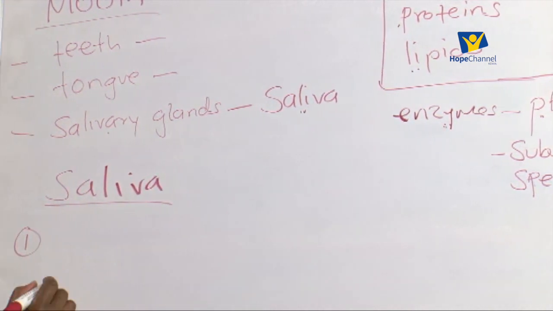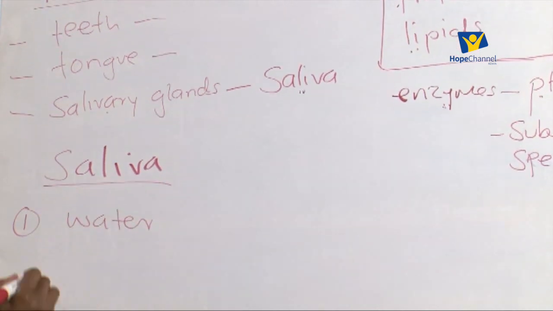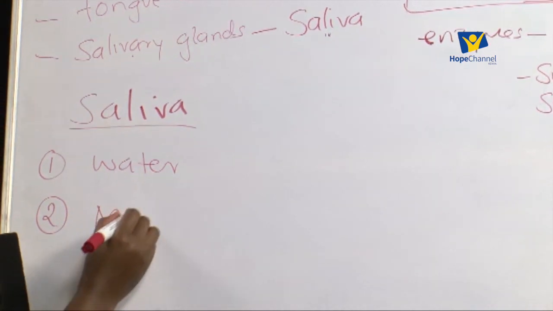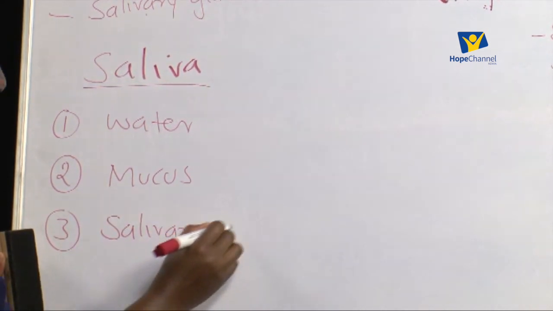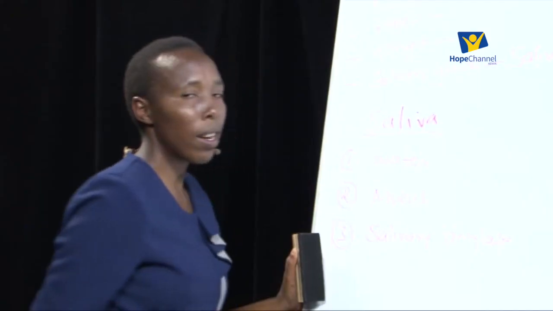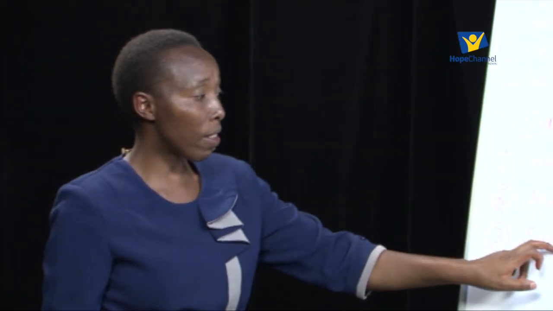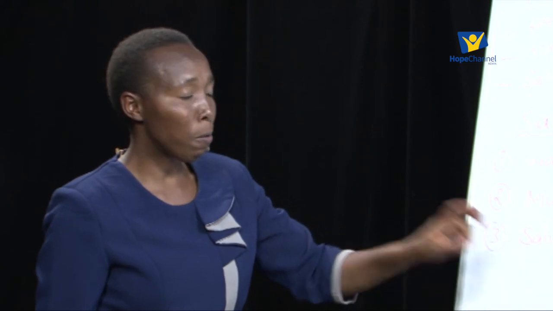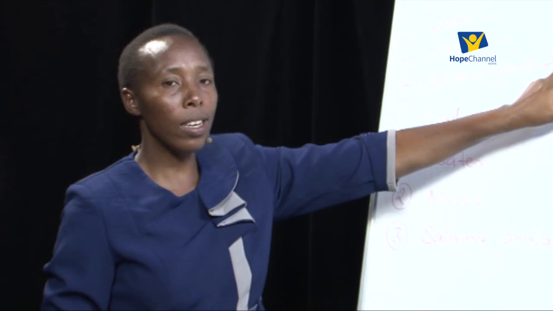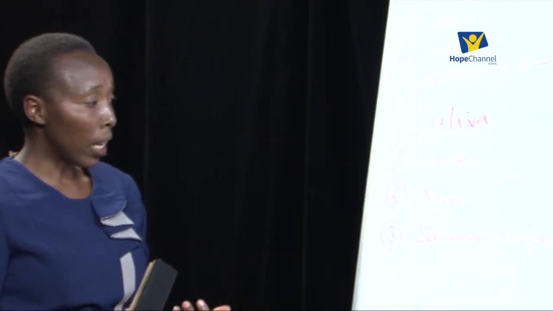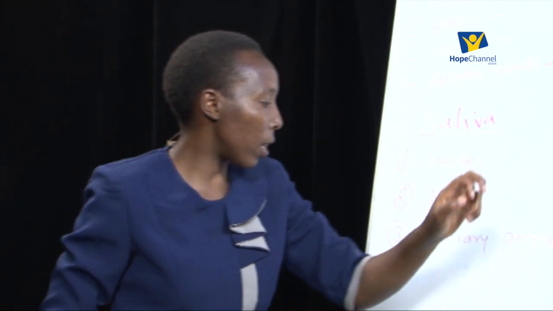Number one, saliva consists of water. Number two, saliva consists of mucus. And number three, saliva consists of salivary amylase. So this is the enzyme that we have in the mouth. This is the enzyme that is very essential. It is the one that will start the process of digestion. This enzyme works best in an alkaline environment. That's why we say that saliva in nature is alkaline, meaning it provides a conducive pH for the enzyme amylase.